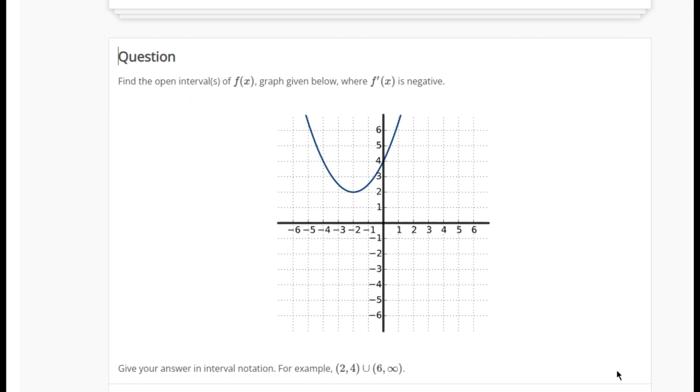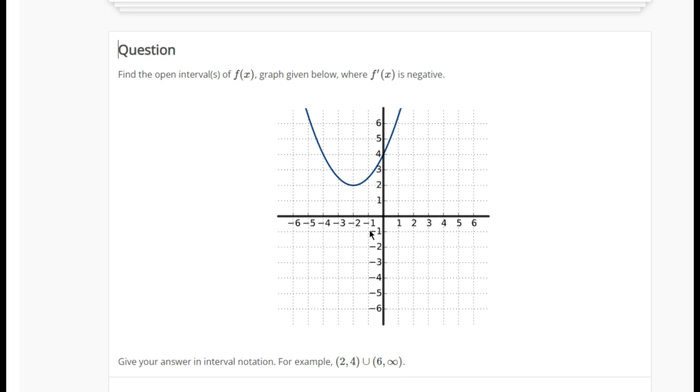Find the open intervals where the slope of the tangent line is negative. That's from negative infinity to -2. It's everywhere to the left of -2.